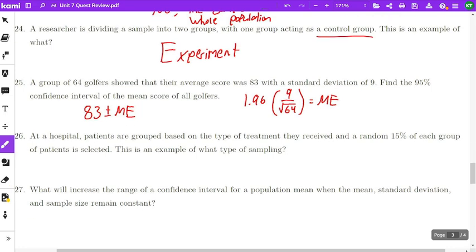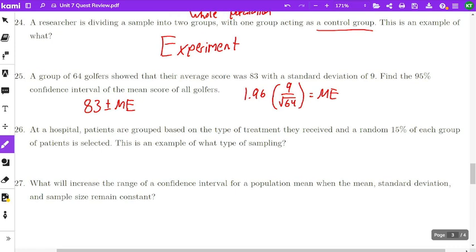This one right here, a hospital has patients, they're grouped by the type of treatment they're getting, and then a random 50% of each group is being selected. Because they're first broken into groups, and then those groups are randomly sampled after that, that is going to be stratified.